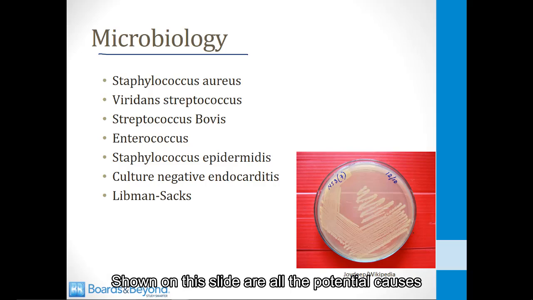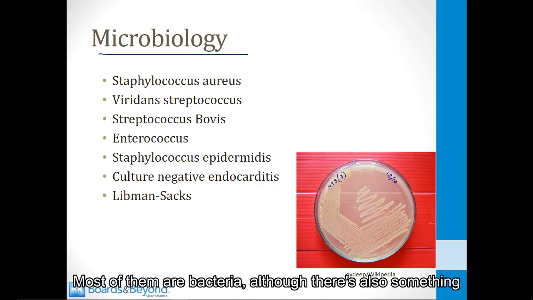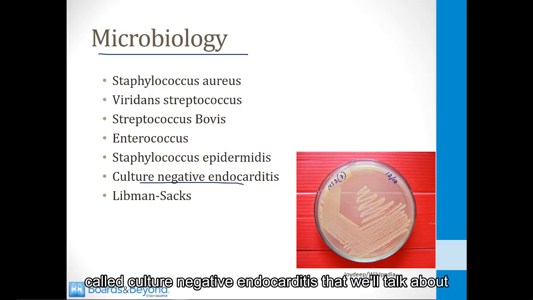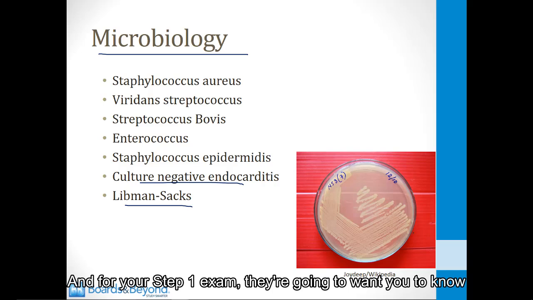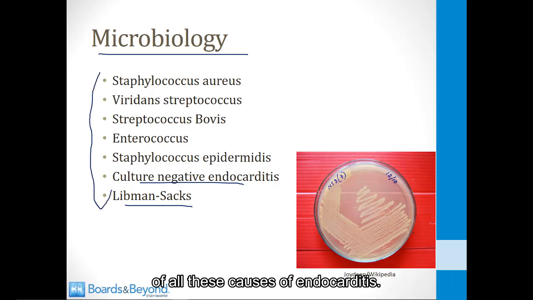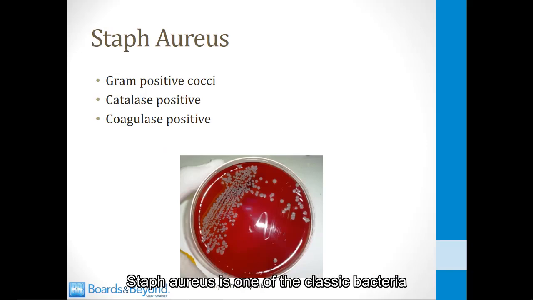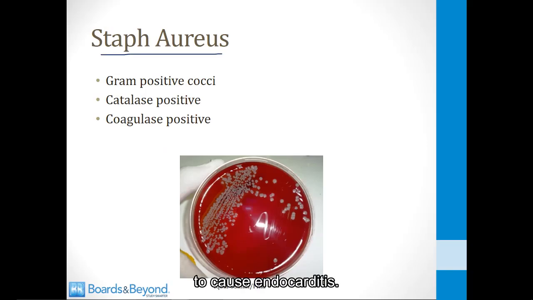Shown on this slide are all the potential causes of endocarditis. Most of them are bacteria, although there's also something called culture-negative endocarditis that we'll talk about, and something called Libman-Sachs endocarditis, which does not involve bacteria. And for your step 1 exam, they're going to want you to know the typical presentation of all these causes of endocarditis. Staph aureus is one of the classic bacteria to cause endocarditis.